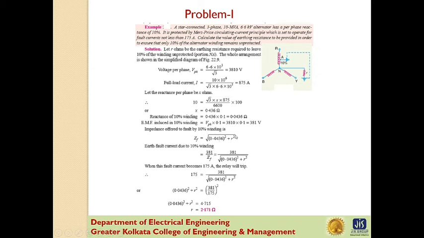Now the impedance offered to the fault by 10% winding is root over reactance square plus resistance square, and the earth fault current due to 10% winding is 381, that is the EMF induced in 10% winding, by ZF. ZF is the impedance offered to the fault by 10% winding. Now when this current becomes 175, the relay trips, so we put 175 equals 381 by root over 0.0436 square plus R square, and from this equation we solve R, which is equal to 2.171 ohm.